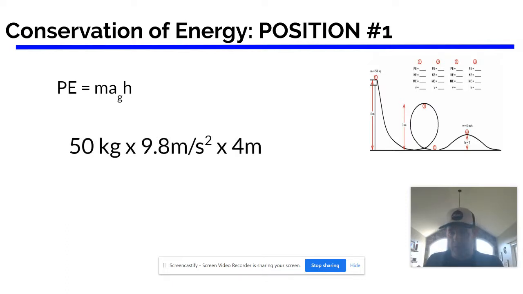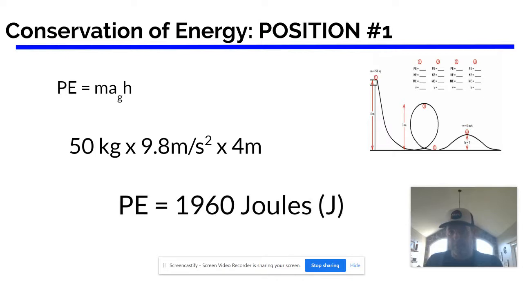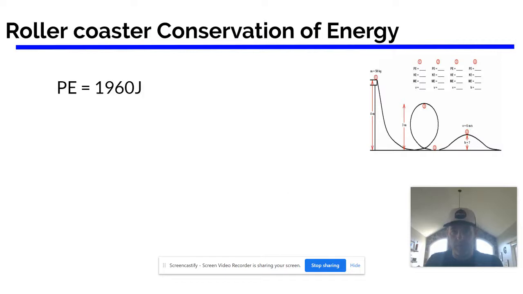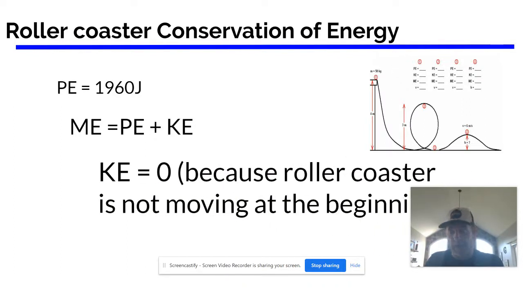So that's 50 kilograms times gravity times height, and that's going to give us 1,960 joules. Now, if that's our potential energy, and remember that mechanical energy is potential plus kinetic energy, and kinetic energy at the beginning is 0 because the roller coaster isn't moving at the beginning, then our mechanical energy is going to be 1,960 joules.